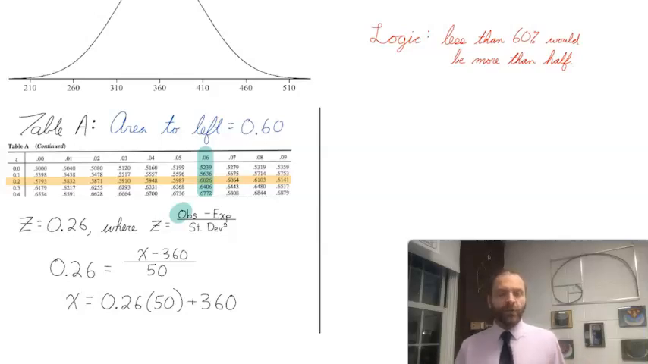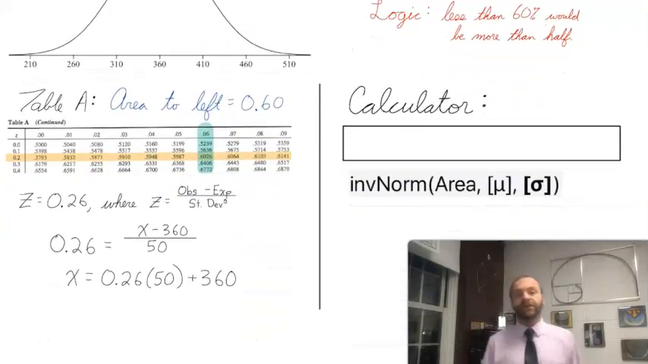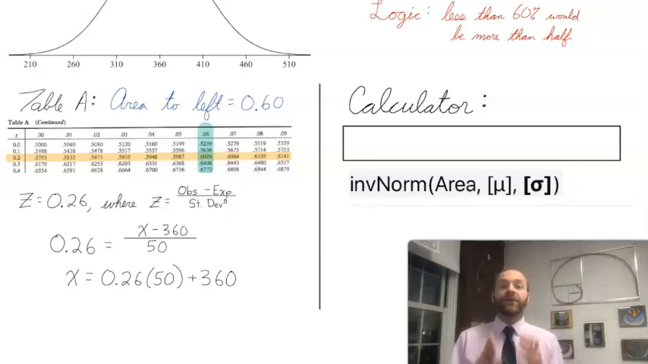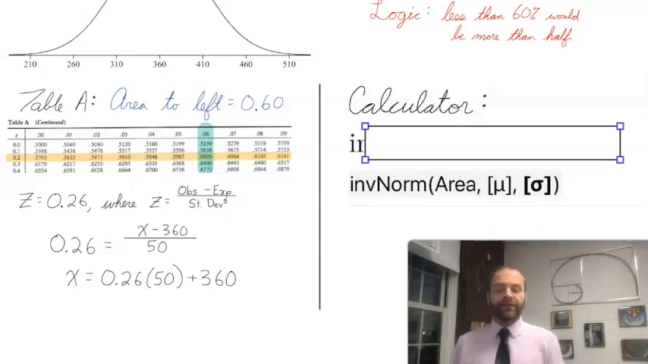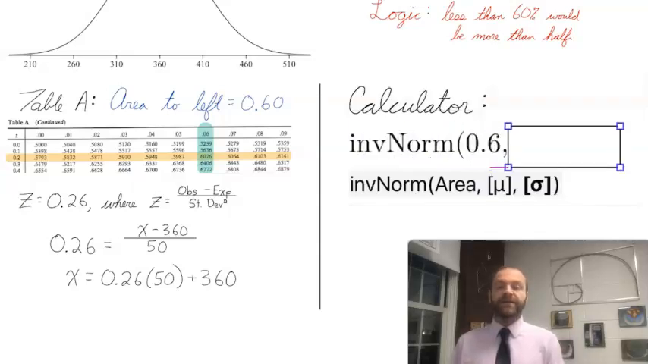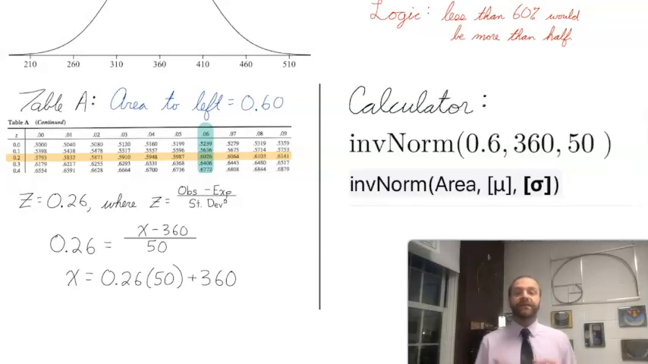Now, if I go and use my calculator, it's faster. What I can do is use the inverse norm feature. So if I hit second and go to the distributions, I can go down to inverse norm. Inverse norm is going to ask you for the area. That's area to the left, just like with Table A. So for inverse norm, the area to the left is still 0.6. Then it asks you for the mean and the standard deviation. So that'd be the 360, 50.